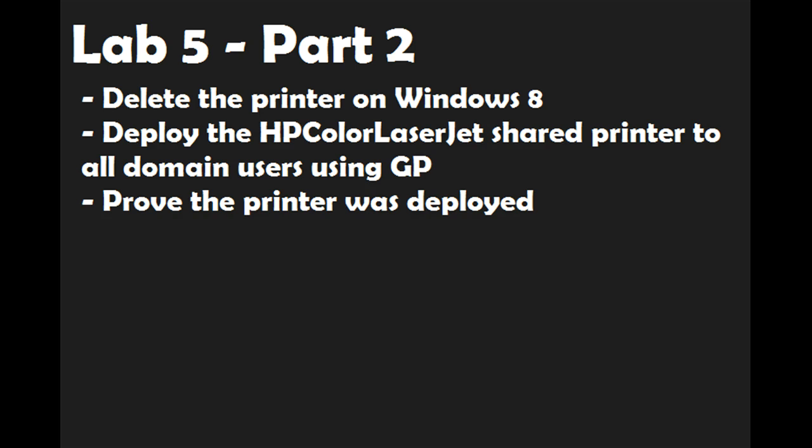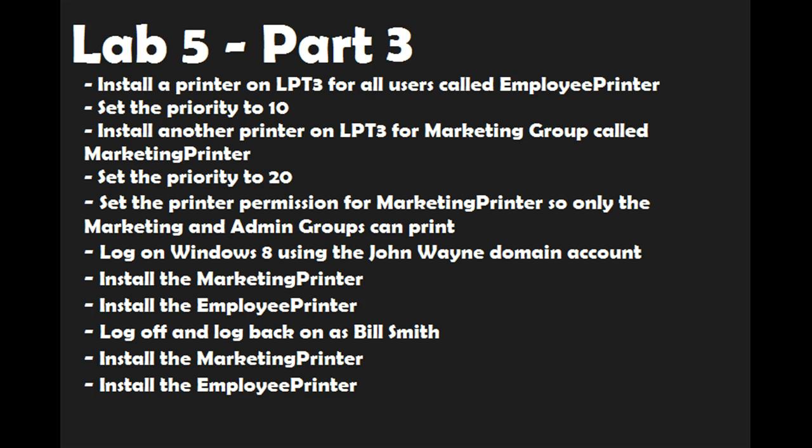Okay, for lab 5 part 2, we deleted the printer on Windows 8. We deployed the printer share to all domains using the group policy, and we proved the printer was deployed. And for part 3, we installed a printer for all users called employee printer and set priority 10. We installed another printer for the marketing group called marketing printer. We set priority 20.